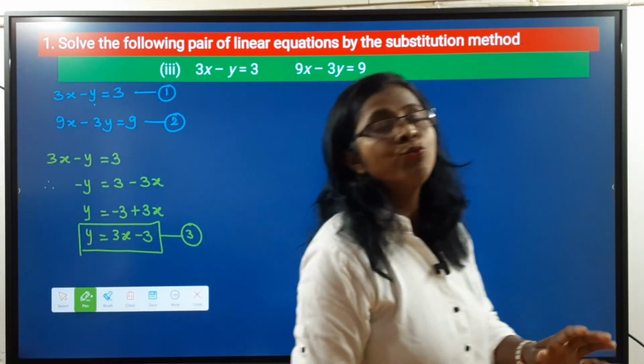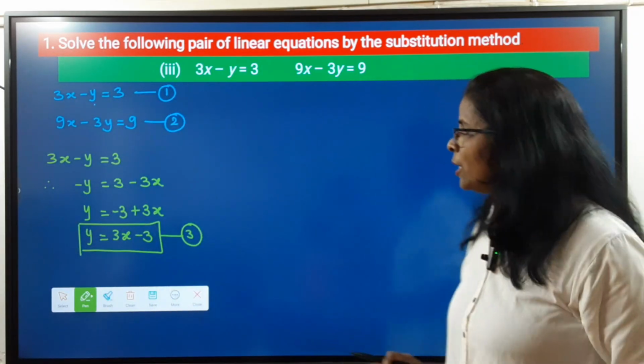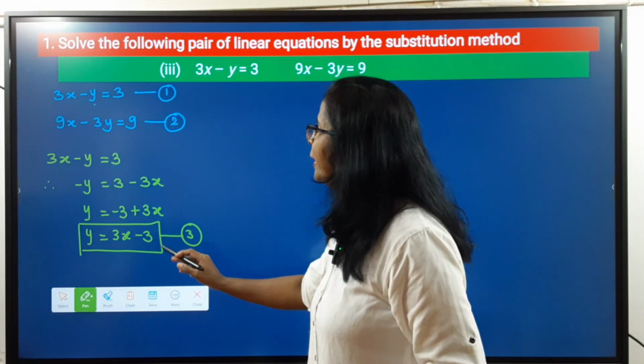Okay students, now we have the 1, 2, 3 equations. So here is the value of y; put this value of y in equation 2.